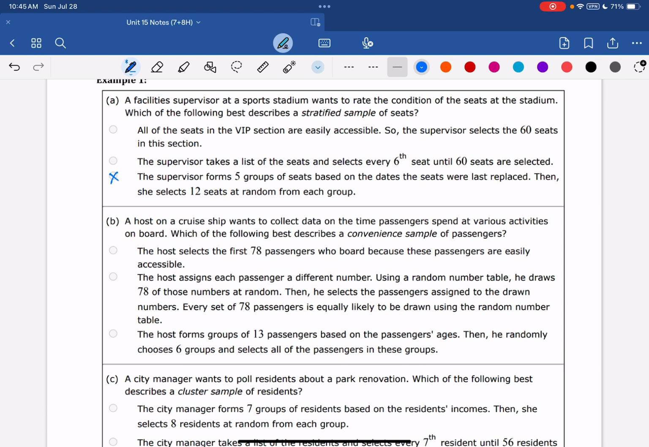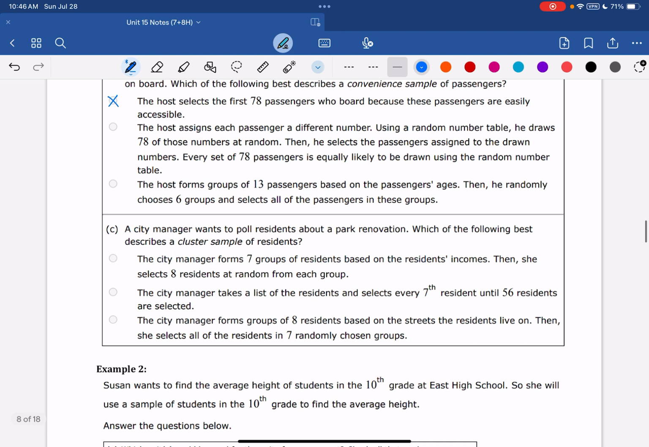All right, the host on the cruise ship wants to collect data on the time passengers spent at various activities on board. Which of the following data best describes a convenience sample of the passengers? Okay, the host selects the first 78 passengers who board because these passengers are easily accessible. Easily accessible is all about convenience, so that would be convenience.